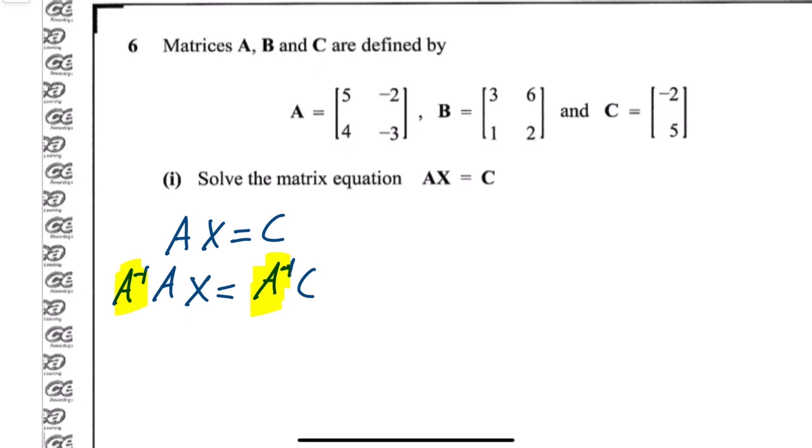So if I do my next line, that will become the identity times X is equal to the inverse of A times C, and then the identity times anything just leaves it the same. So that's really what we want to get. So we need to find the inverse of A.